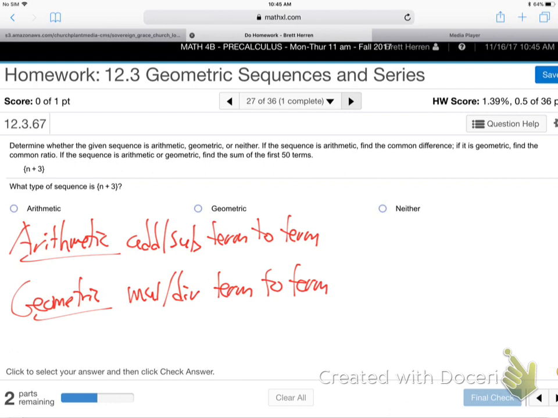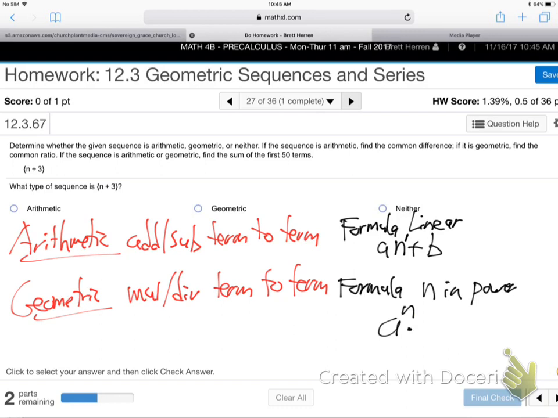Okay. But what does that mean about a formula? Well, let me write that for you here. So the formula is linear. Do you know what linear means? Like A times N plus B. N to the first power, in other words. For geometric, the formula has n in power, like a to the n times b or something. N's in power. Here, n's linear. So, n plus 3, what do you think? Arithmetic, geometric, or neither? It's arithmetic.